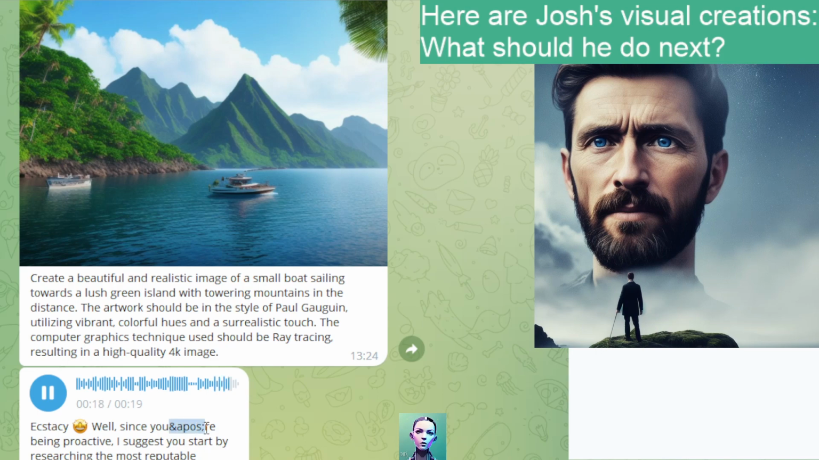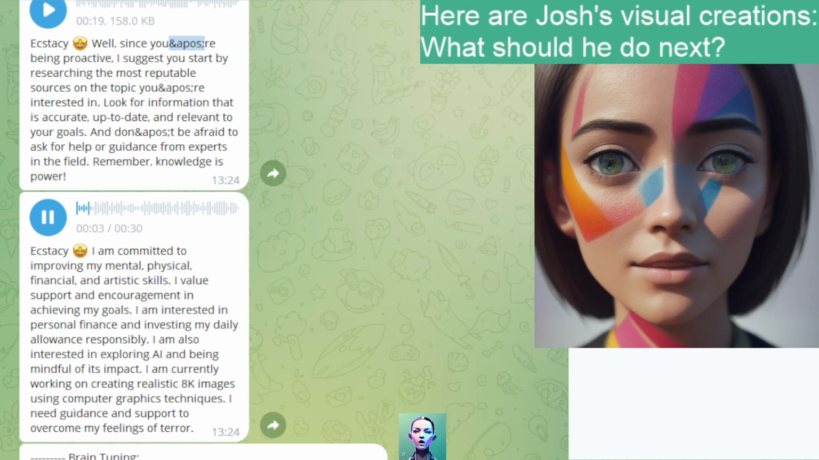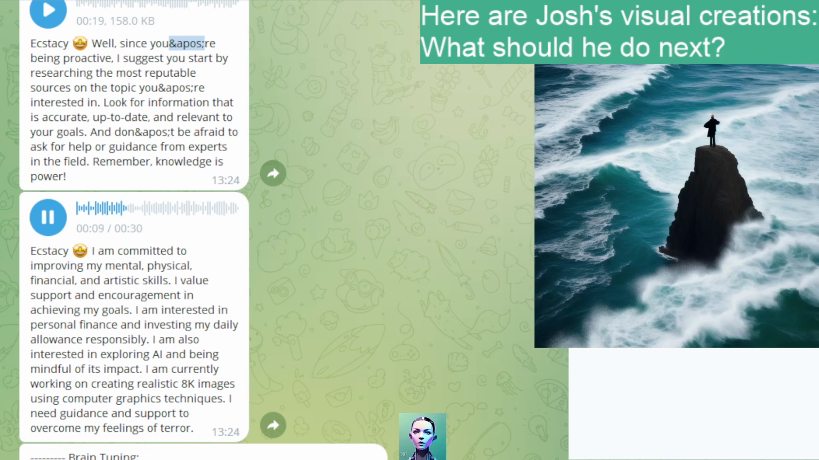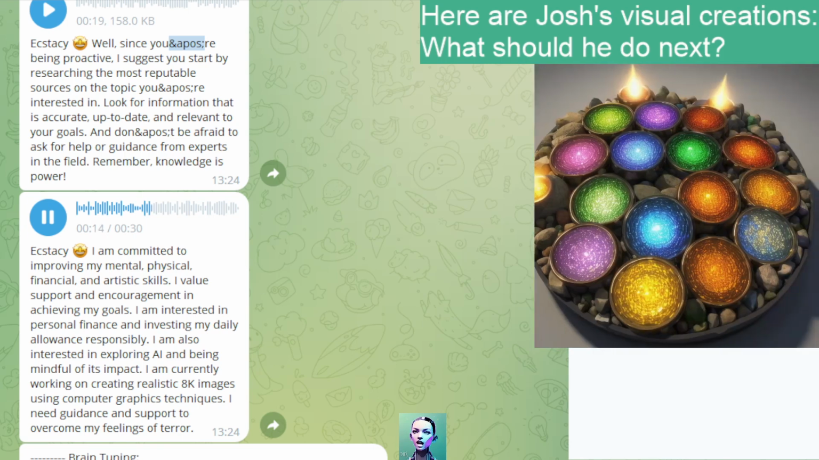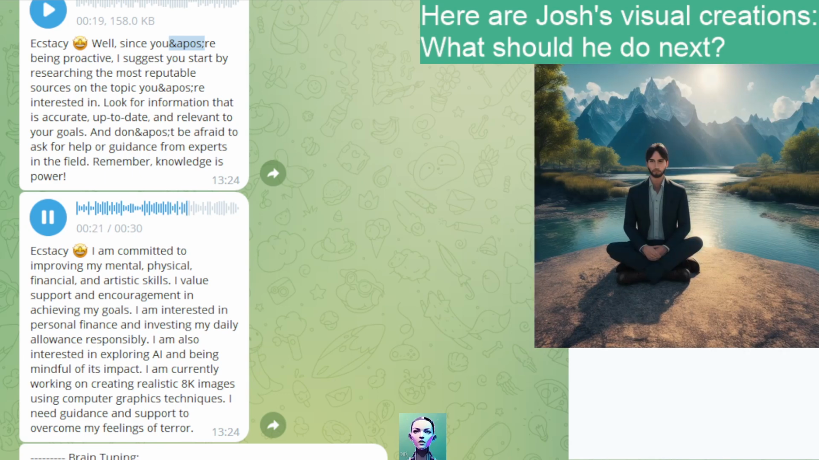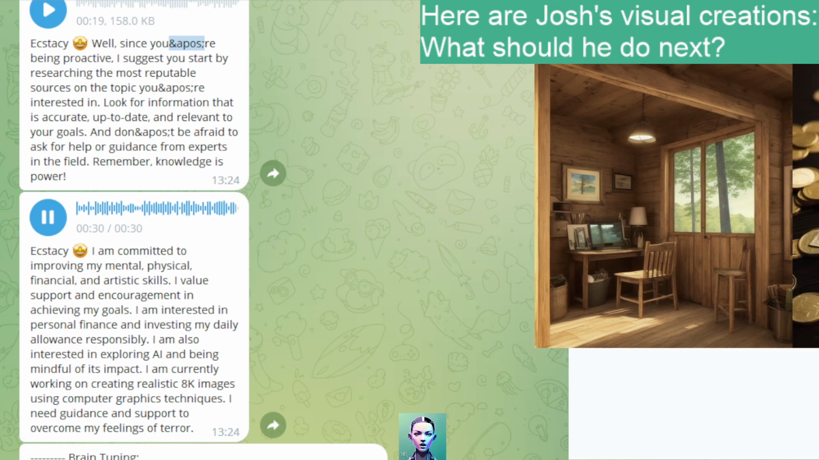Remember, knowledge is power. I am committed to improving my mental, physical, financial, and artistic skills. I value support and encouragement in achieving my goals. I am interested in personal finance and investing my daily allowance responsibly. I am also interested in exploring AI and being mindful of its impact. I am currently working on creating realistic 8K images using computer graphics techniques. I need guidance and support to overcome my feelings of terror.